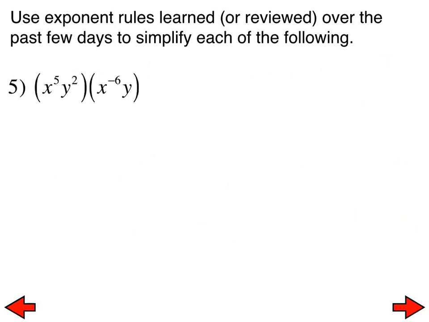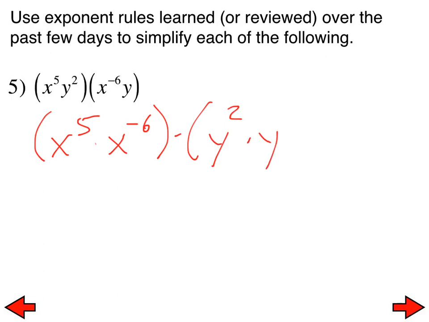Okay. Number 5. I want to talk very quickly about what you should be thinking in your mind about number 5, and then I'll have you do 5, 6, 7, and 8. What you should be thinking about in your mind is grouping your x's together using the commutative and the associative property, and grouping the y's together and then dealing with it that way. That's what you should be thinking about in your head before you jump straight to the answer. All right, go ahead and do 5, 6, 7, and 8.